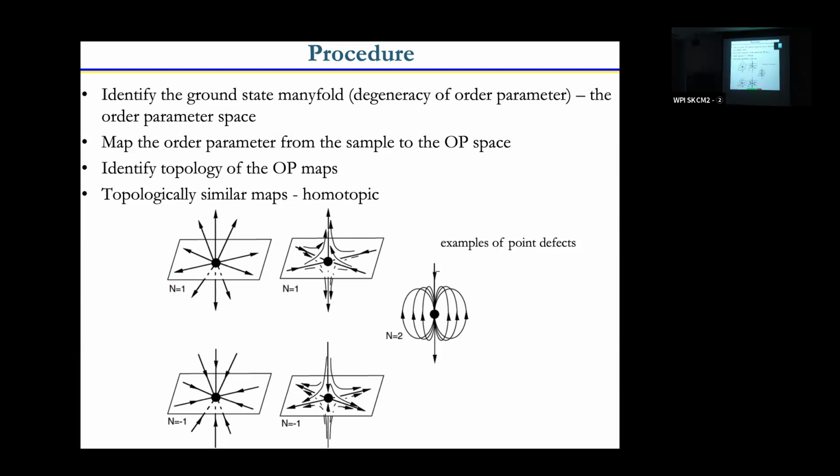And then we identify the topology of the maps that we are doing, right? Which can be characterized by some homotopy groups. And then we can judge whether these maps can be morphed one to another or not. So therefore, they are the same or different from each other.